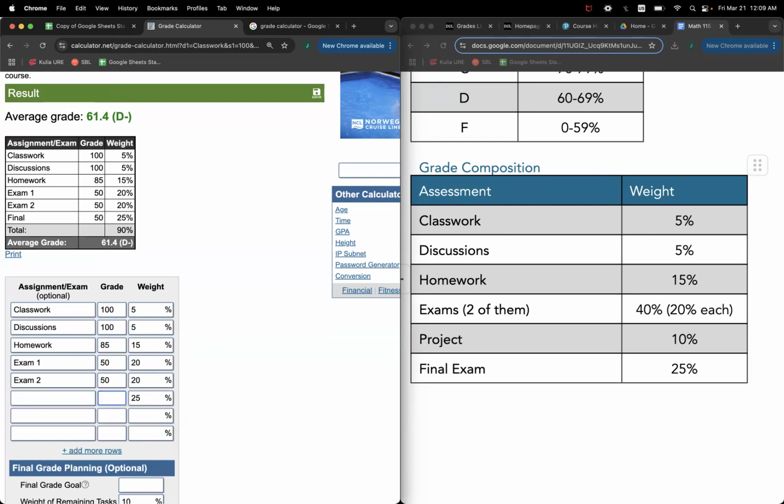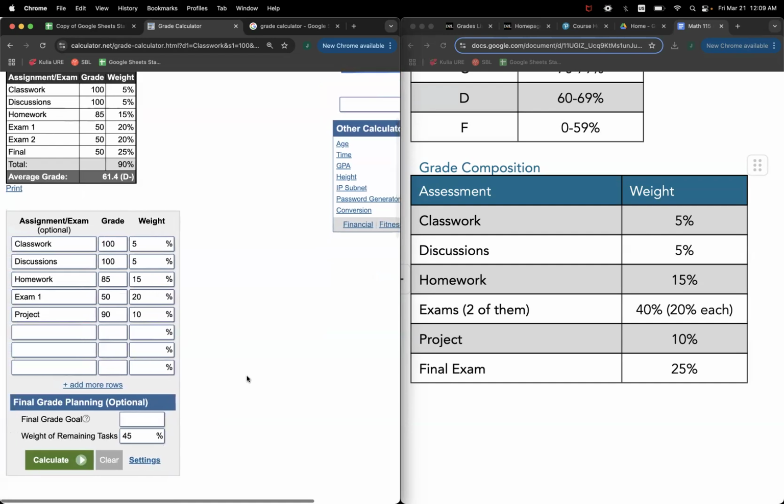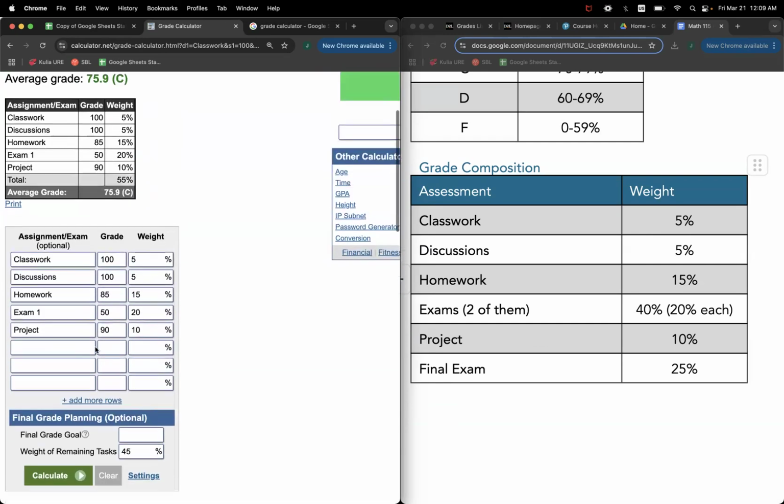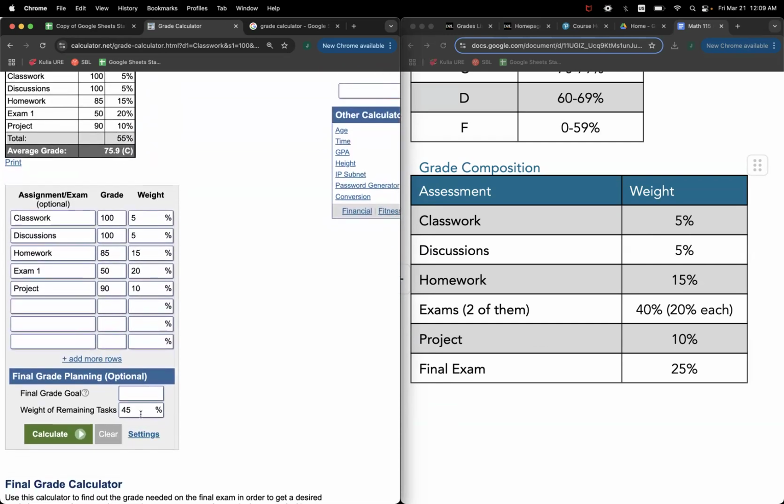Most people will do pretty well on the project and get between 80 and 100%, as long as you consult with me about the project and how you're doing along the way. That has a weight of 10%. So let's just estimate 90% of that. Okay, and then you can recalculate here, and from there, there's 45% left in the class, right? That's exam two and the final.